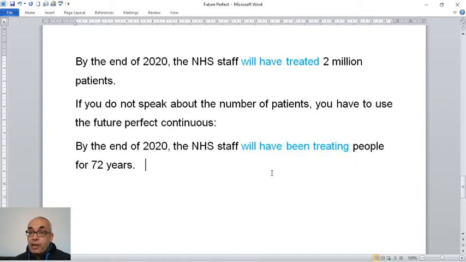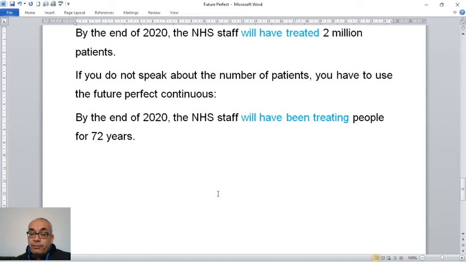But we don't mention the number of patients in the future perfect continuous. But in the future perfect, we speak about the number of patients or anything. It could be students, it could be people, it could be animals, it could be anything. So look at the examples again and think about why we use will have treated, which is future perfect, and why we use future perfect continuous here, and hopefully you will understand them.